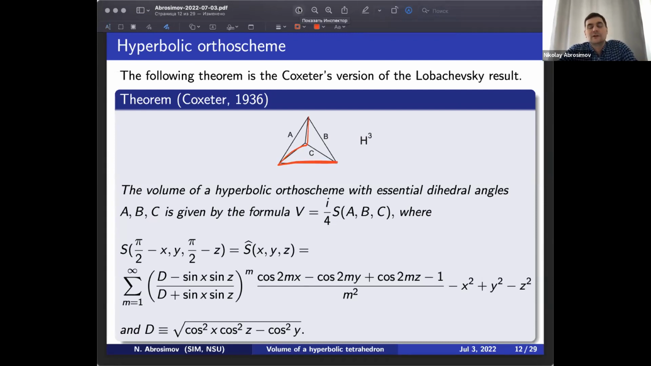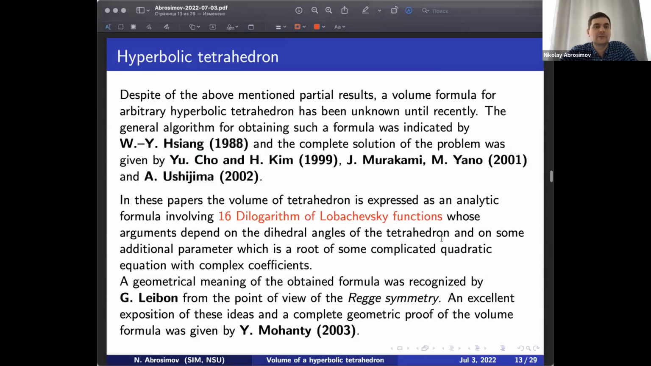The volume of a hyperbolic orthoscheme was independently defined by Lobachevsky and János Bolyai, from different points of view. But a very nice exposition of the Lobachevsky formula was given by Coxeter in 1936 in terms of the so-called Schläfli function. And the Schläfli function is defined here on this slide. So let me continue.